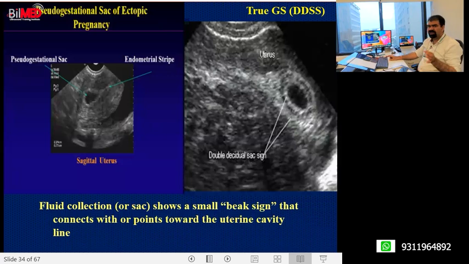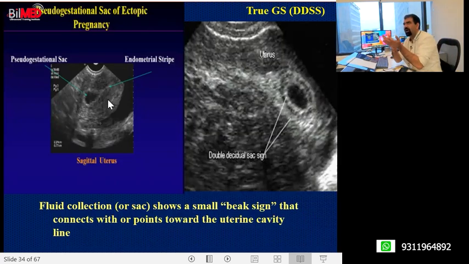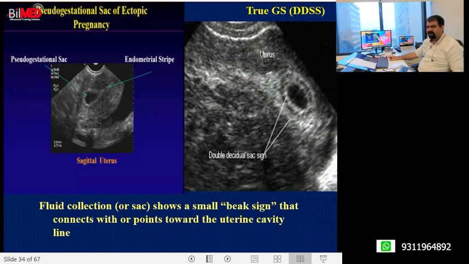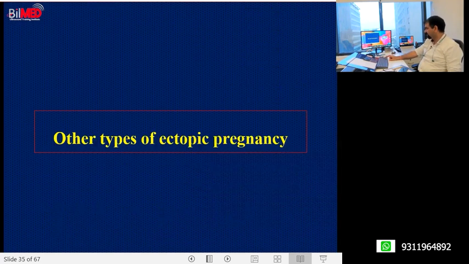So if you see a pseudogestational sac, you should see a beak sign, which is nothing but reflecting the shape of the endometrium. Keep in your mind and put it in your basket that we have something called the beak sign, and that beak sign is nothing but the reflection of the endometrial cavity shape.